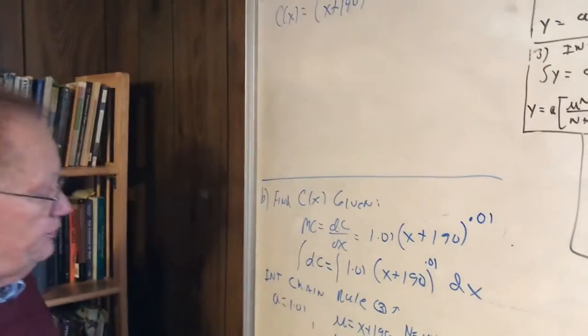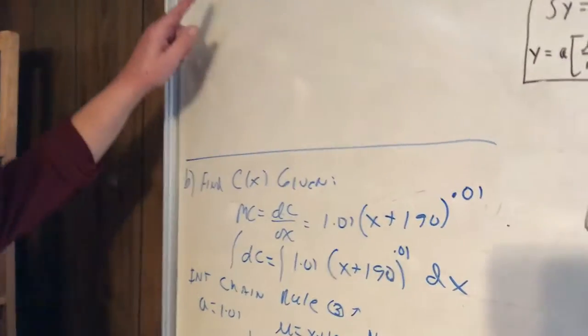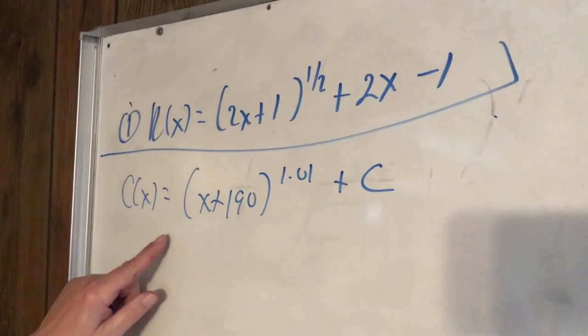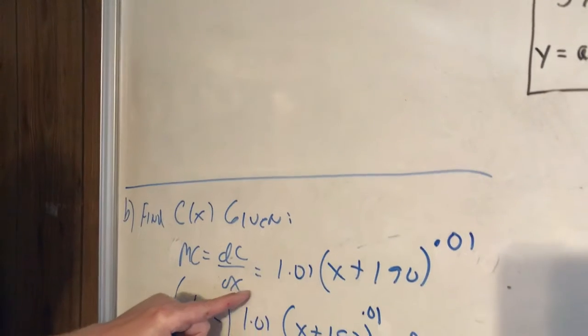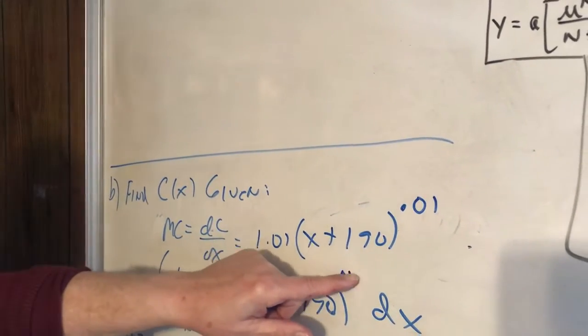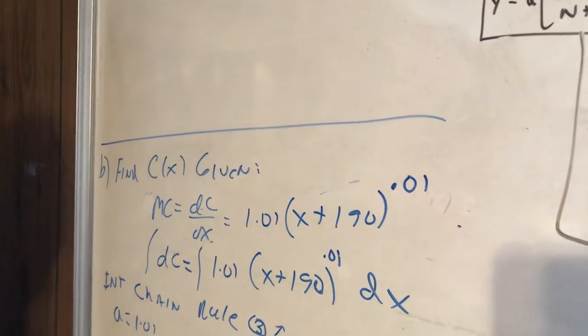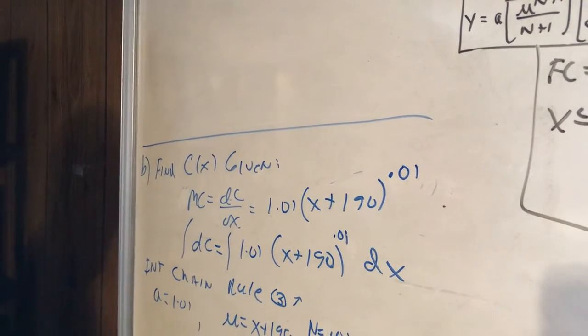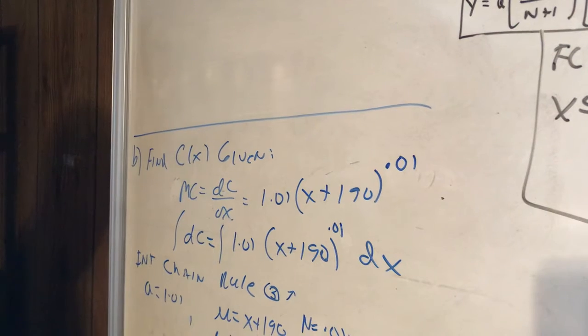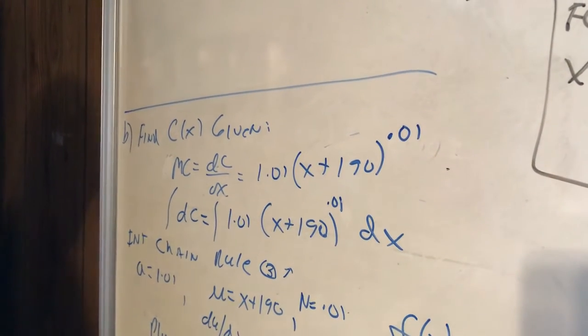We're back. Okay, well, we found R of x is (2x plus 1) to the 1/2 plus 2x minus 1. We've got to find C of x given dC/dx is 1.01 times (x plus 190) to the 0.01 power. I believe in the beginning I put a fourth power on there. That's wrong. The problem is a 0.01 power.